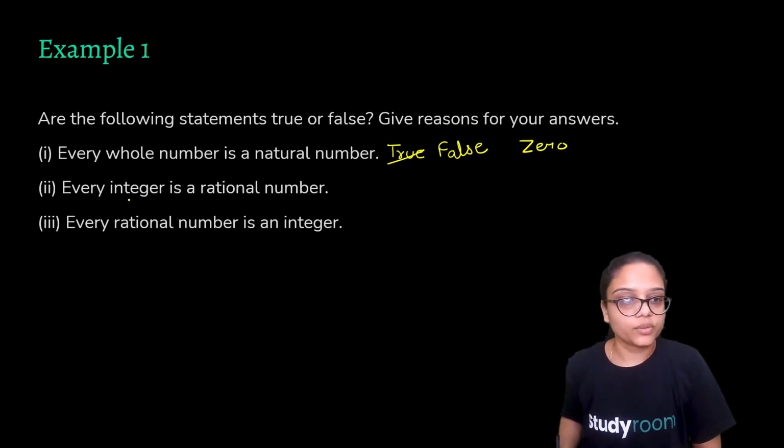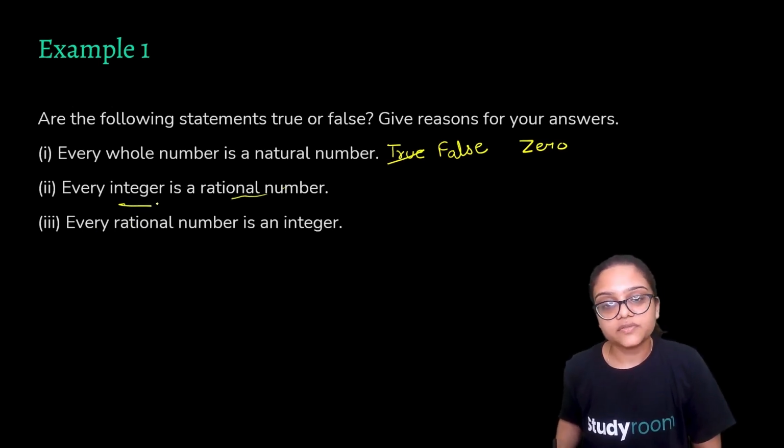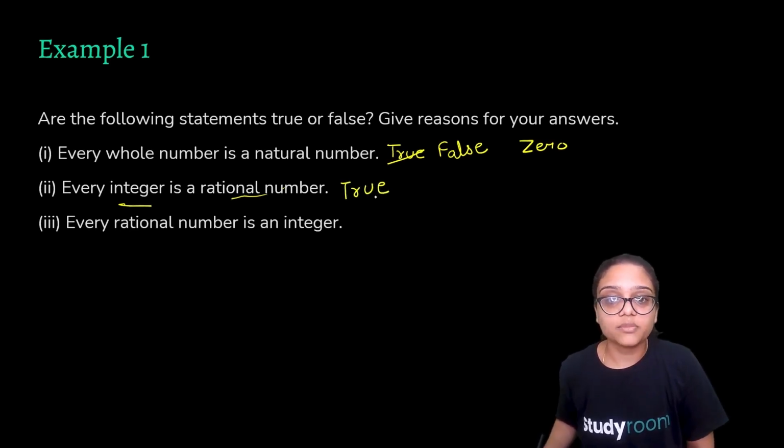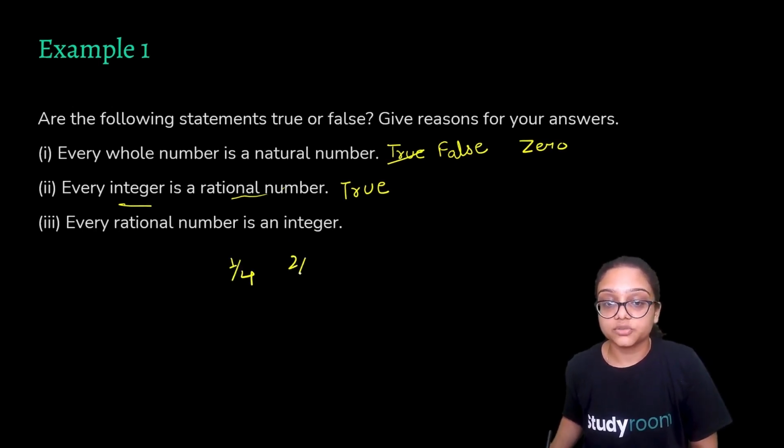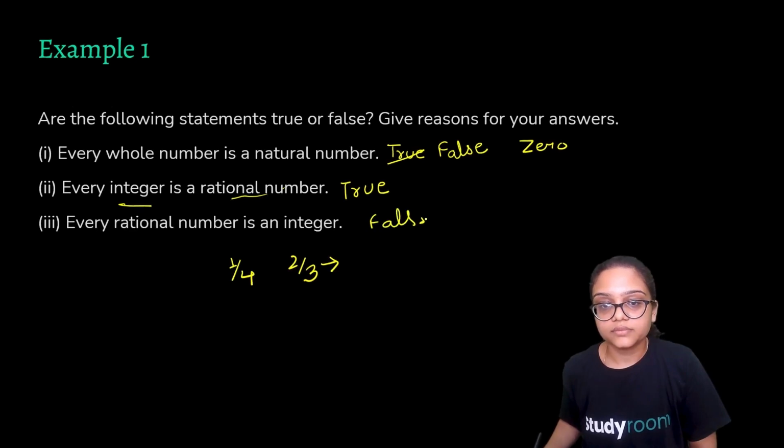Let's try again. Every integer is a rational number. What are integers? Positive, negative and 0. What are rational numbers? p by q form. Can we write any number divided by 1? Obviously we can write. So yeah, we can say that integers are rational numbers. You can't think of a single number which contradicts the definition of rational numbers, right? Next, every rational number is an integer. Oh, I have plenty of examples which are not integers but rational numbers. These are all rational numbers, but they are not integers. So this is false.